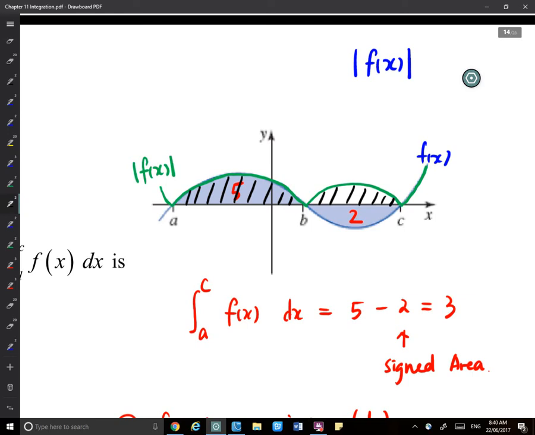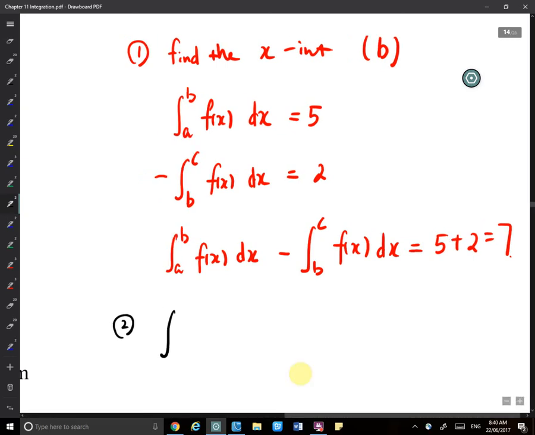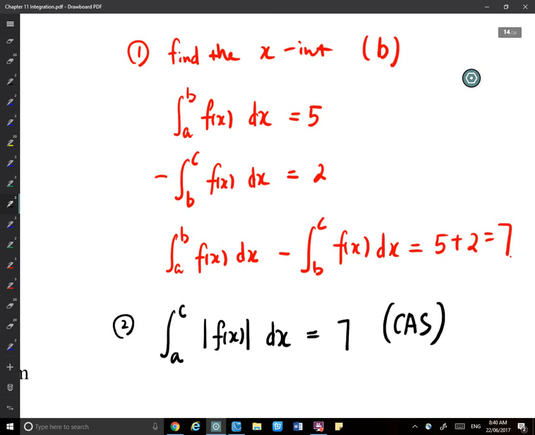So if that's the case, for number 2, I don't need to worry about where the x-intercept is because everything is above the x-axis. I can just say start from a, finish at c, and we put the absolute sign around it and dx. That will directly give you the area of 7. That must be done by CAS. You can't really do this by hand. You definitely do this by CAS. I'll show you an example later.